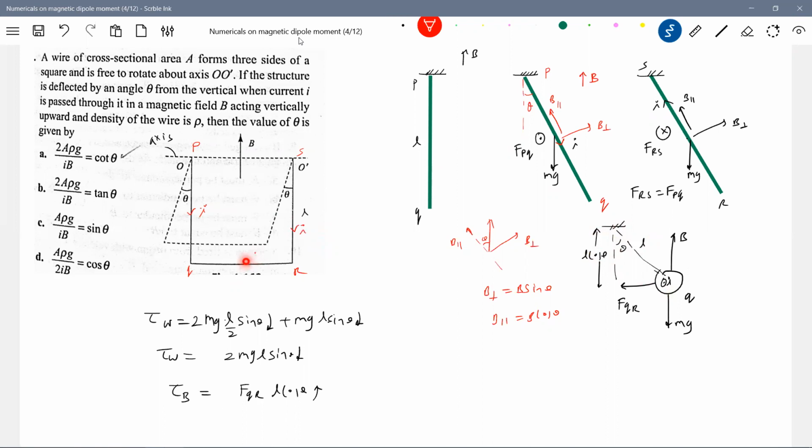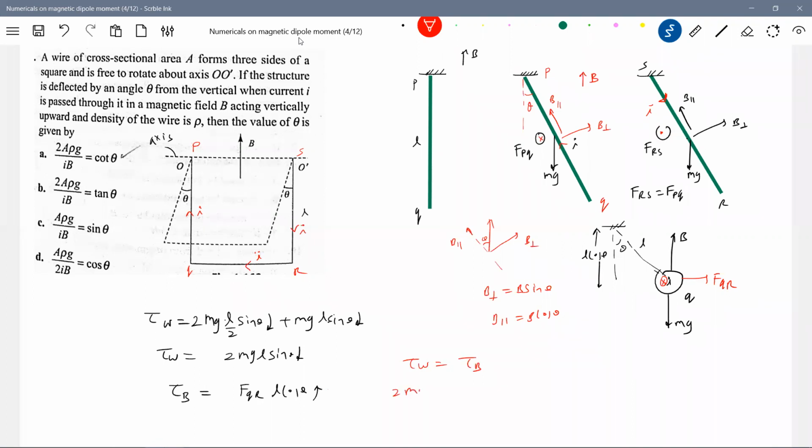All things will change, only the sense of torque will be different. Now this force will become into the plane, this will become out of the plane. Okay, no big difference. With B bar and current, this force FQR will act in this direction. Now this will be anti-clockwise. Okay or no? Torque due to dipole moment. So torque due to weight should be equal to this one.